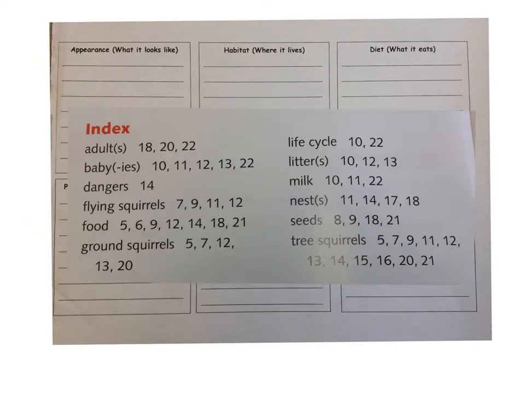Here's my index from the back of the book. When I look at the index, I see the topics of adults, babies, dangers, flying squirrels, and then food. Since I want to start by doing this part, diet, what it eats, I think food is going to be the right place for me to go. This says there's information about food on pages 5, 6, 9, 12, 14, 18, and 21. I'll start by turning to page 5 to see if there's any good information I could add to my notes.